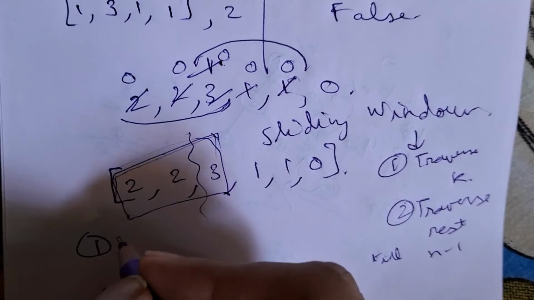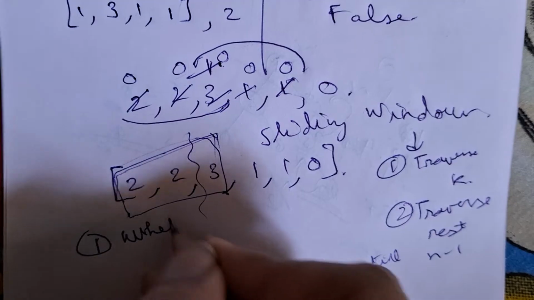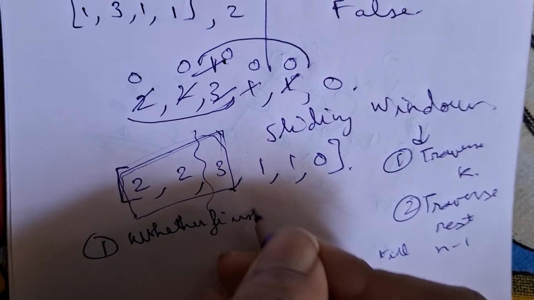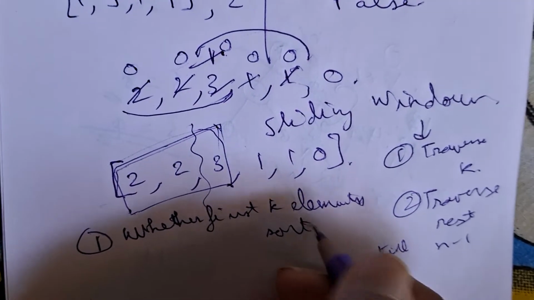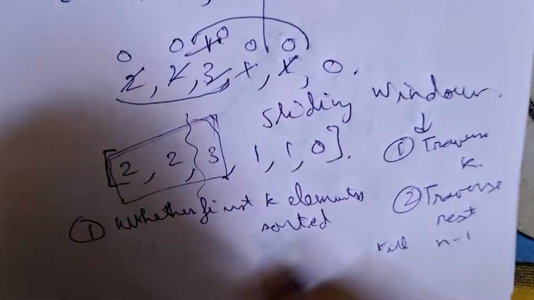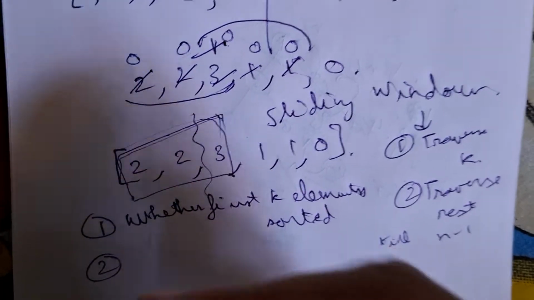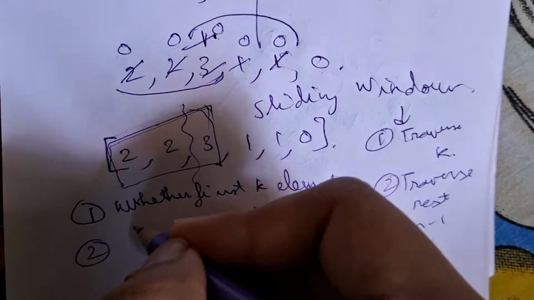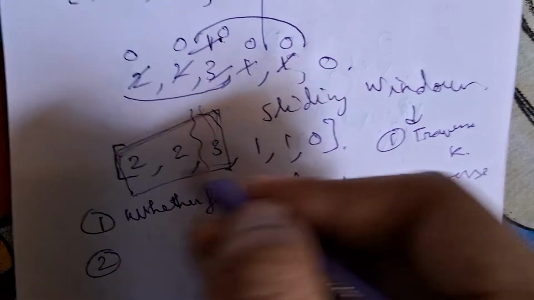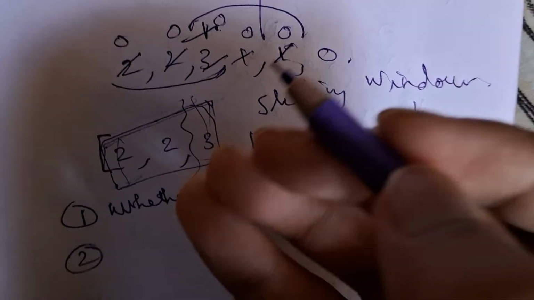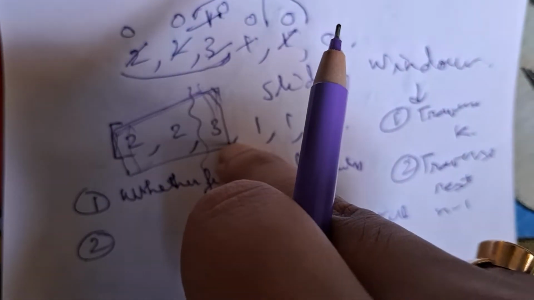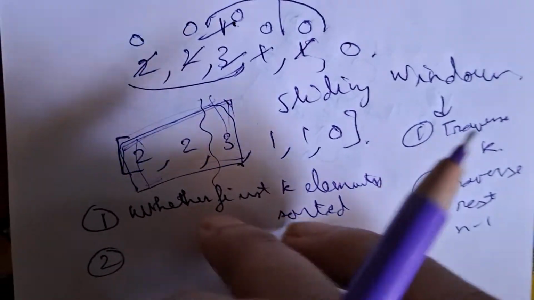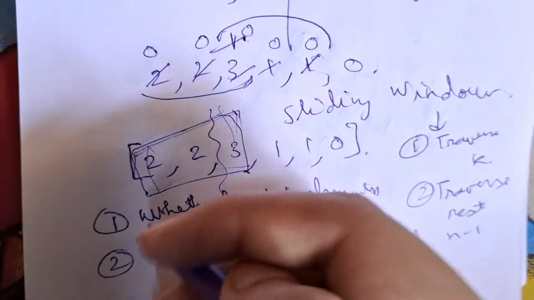So the first condition that you have to check is whether the first k elements are sorted or not. If not, return false. Then the second thing you have to check is, for every element in this subarray, whether the number subtracted by the sum of all the elements before it is lesser than 0 or not.